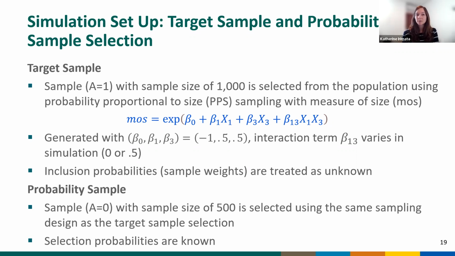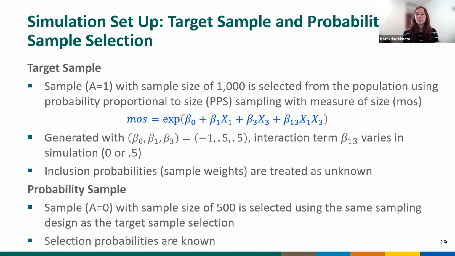In this case, because this is considered our target sample, and we know that we have some selection bias, we're going to ignore the sample weights. We treat them as unknown, even though we used PPS sampling. So these will just have equal sample weights of 1 for our simulation study. This is similar to evaluating a non-probability survey.